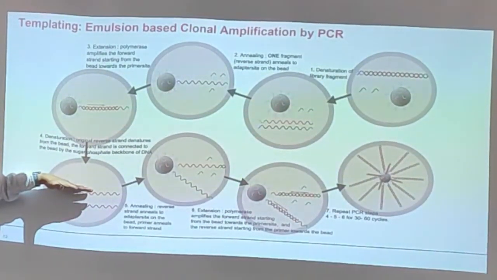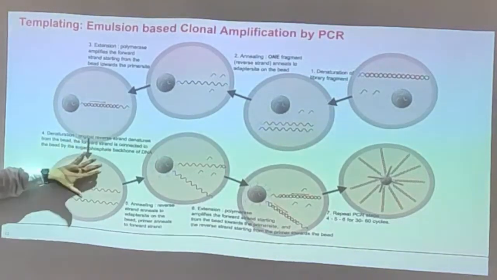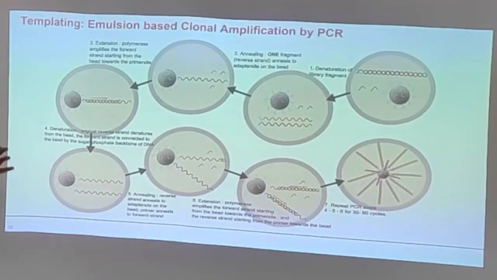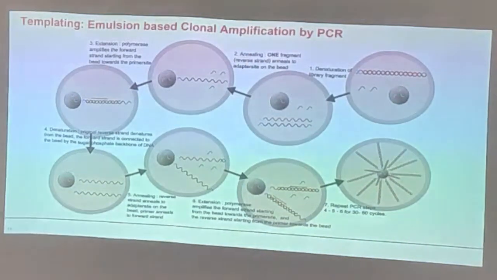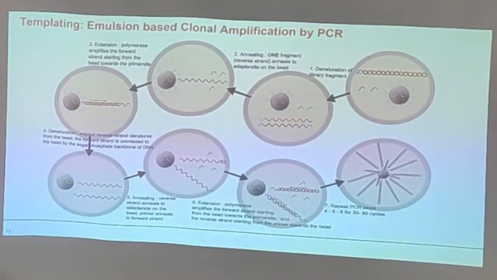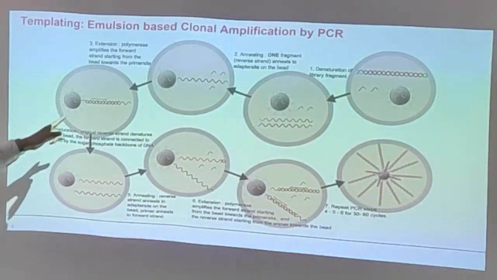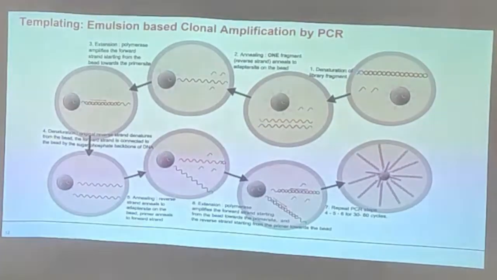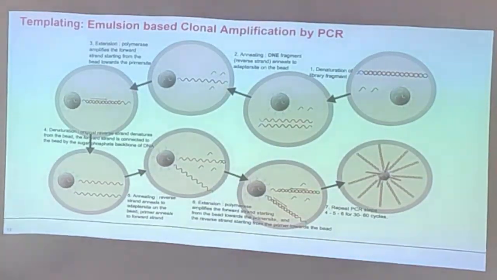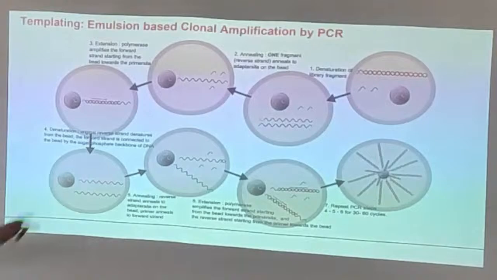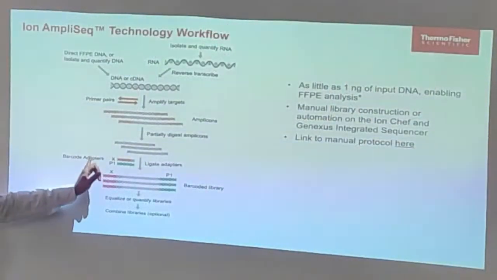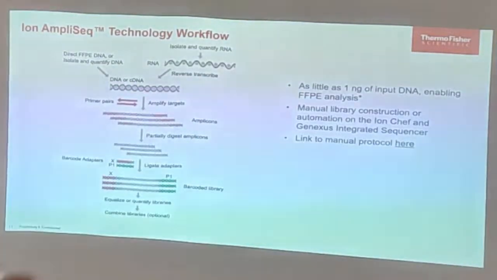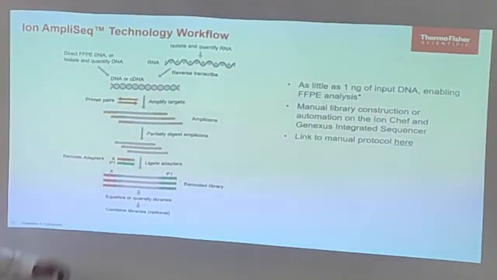Understood? This part is called the start of templating. There will be certain beads, Ion Sphere particles, because these beads will be placed in the chip. There will be certain scenarios where the beads are empty, and certain scenarios where the beads are ligated with library, but some library may not have barcode adapters attached.